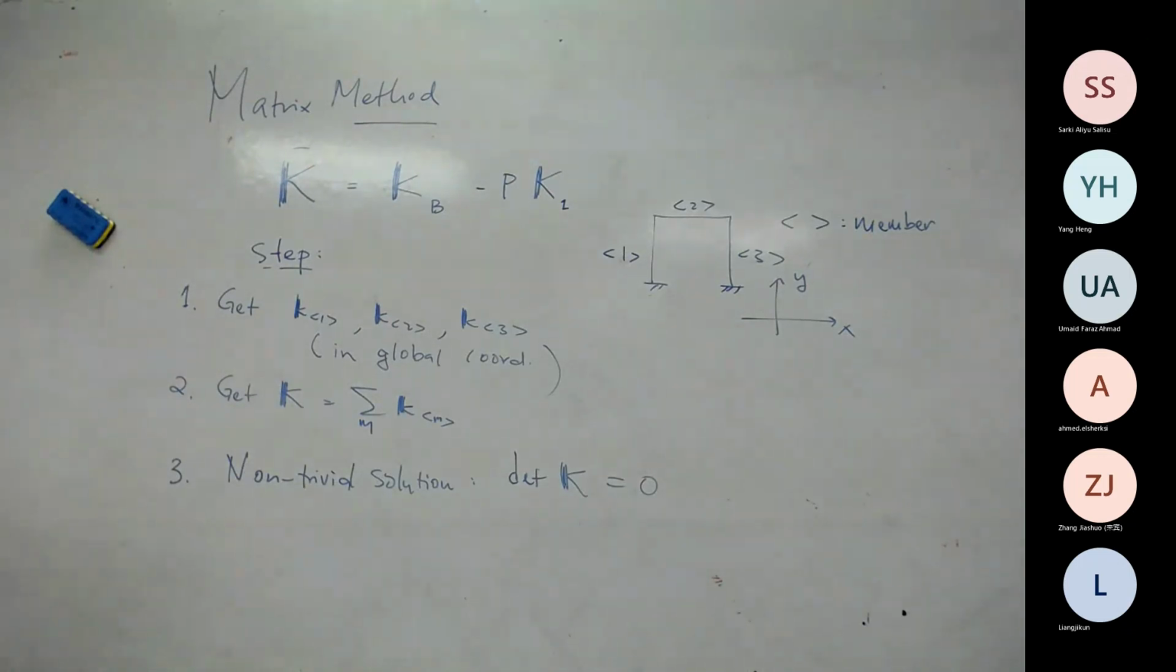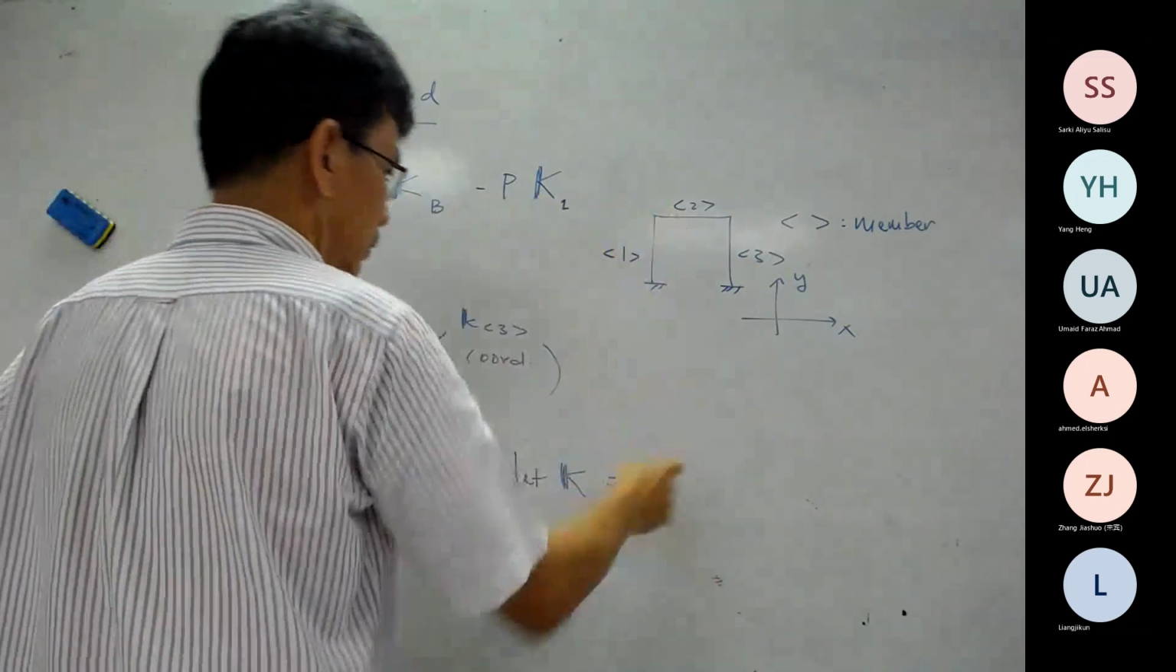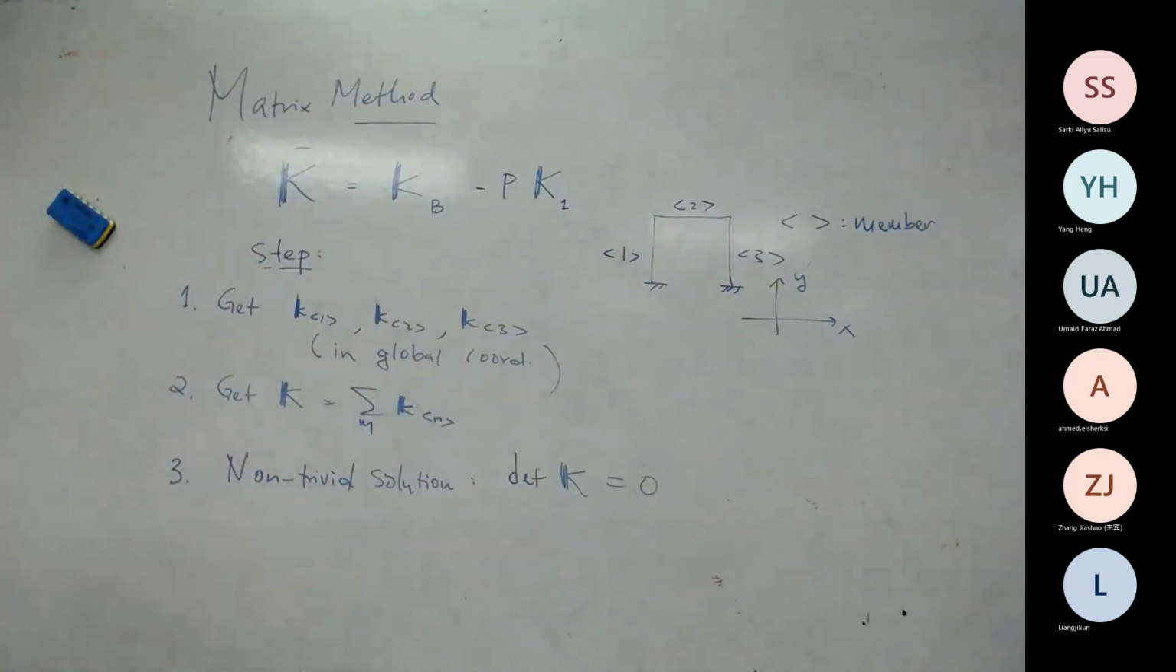So depending on the degrees of freedom, you will get 2 answers or 3 answers. If it is only 1 degree of freedom, then you get only 1 answer, and that is the P critical. If it is 2 degrees of freedom, then you get 2 answers for P, and the smaller one will be the P critical. So this is the overall step.